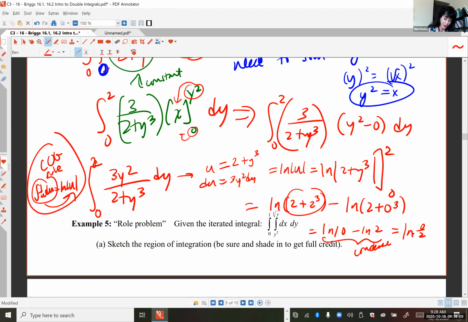Yeah, 10 over 2 if you're using one of the log properties, and then that even reduces further to ln of 5. Final answer, ln of 5, and we're done with this problem. So congratulations on looking at a double integral where switching the order of integration was mandatory. So now it's your turn.